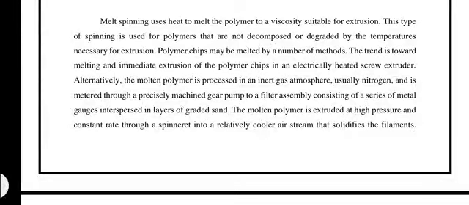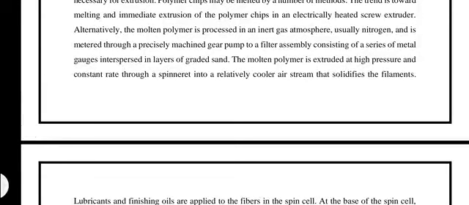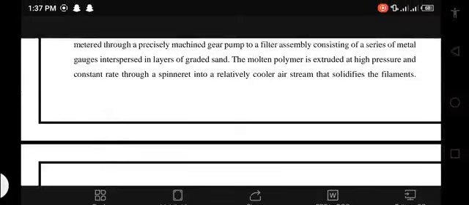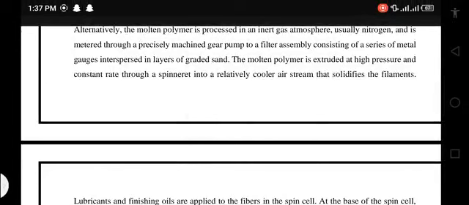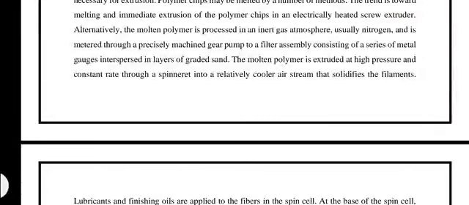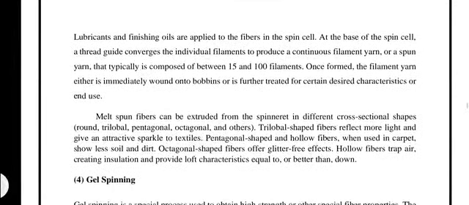Polymer chips may be melted by a number of methods. The trend is toward melting and immediate extrusion of the polymer chips in an electrically heated screw extruder. Alternatively, the molten polymer is processed in an inert gas atmosphere, usually nitrogen, and is metered through a precisely machined gear pump to a filter assembly consisting of a series of metal mesh gauze interspersed in layers of graded sand. The molten polymer is extruded at high temperature and constant rate through a spinneret into a relatively cooler air stream that solidifies the filaments. Lubricants and finishing oil are applied to the fiber in the spin cell.